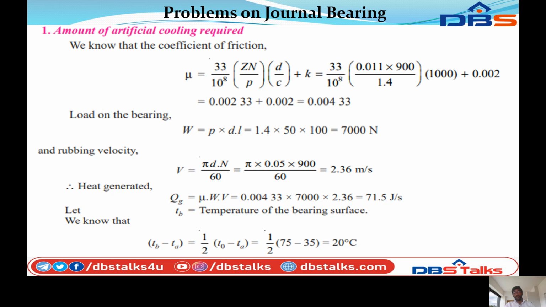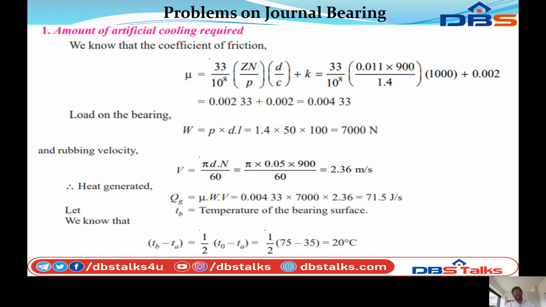Load of the bearing W equals P into D into L, that equals 1.4 into 50 into 100, equal to 7000 Newton, and rubbing velocity V equals pi d N by 60. Substituting the values, that equals pi into 0.05 into 900 by 60.